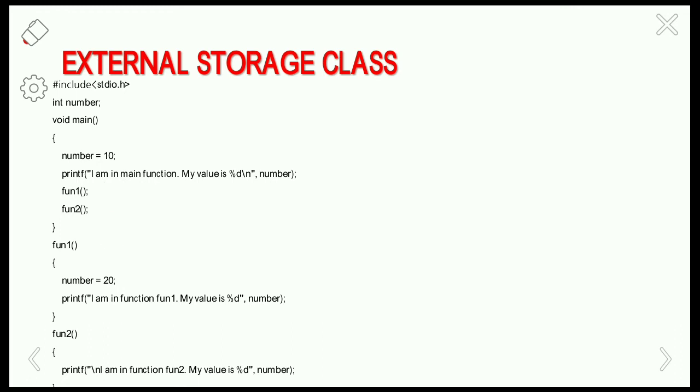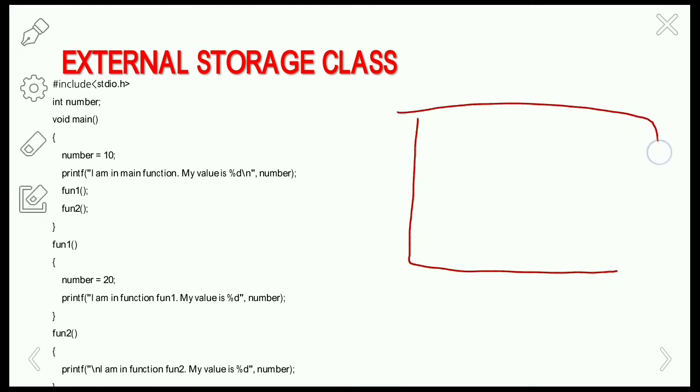So when you execute this program, first it is going to print the variables here. How the output will be, we will see. When the first printf statement is executed, it will print the value of number, 10. So it will print the value 10.